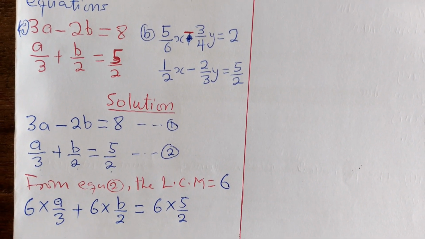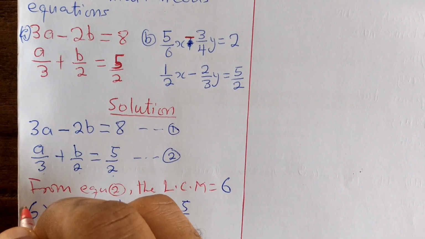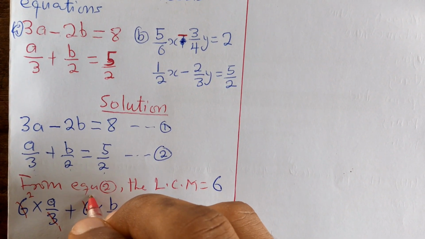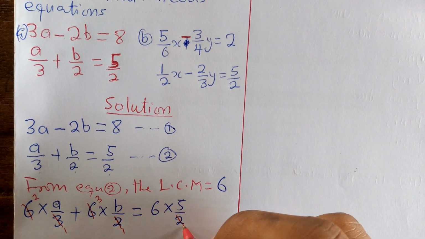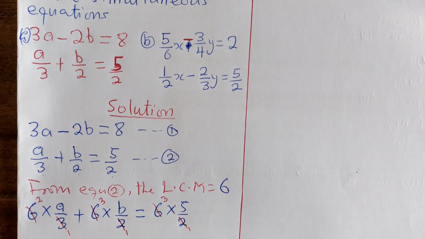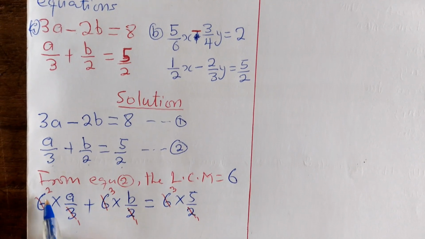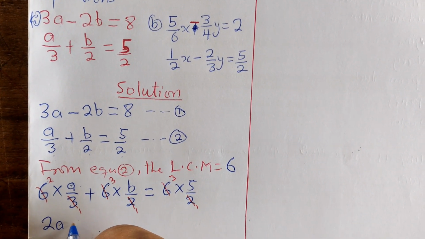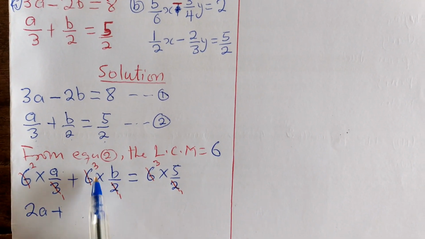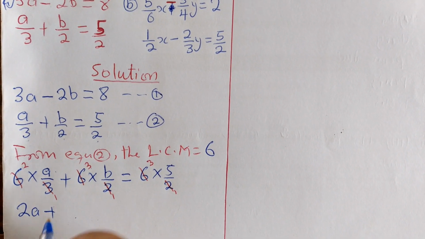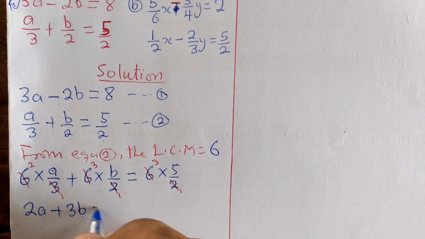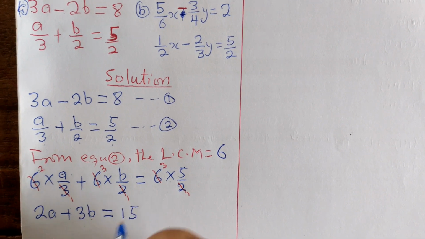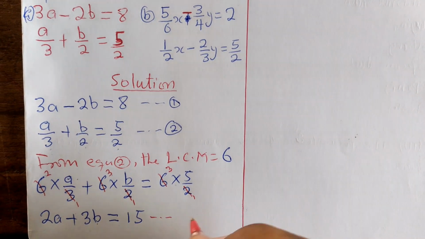Now I can cancel. 3 here, 1, 3 here, 2. 2 here, 1, 2 here, 3. 2 here, 1, 2 here, 3. So I am now having 2 times a, that is giving me 2a, plus 3 times b will give me 3b, is equal to 3 times 5 will give me 15. So I can choose to name this one equation 3.